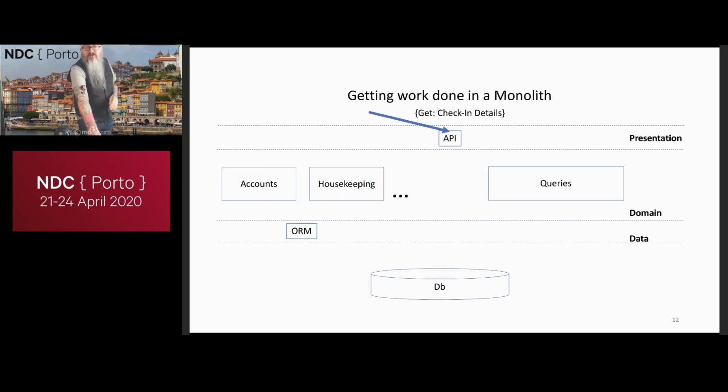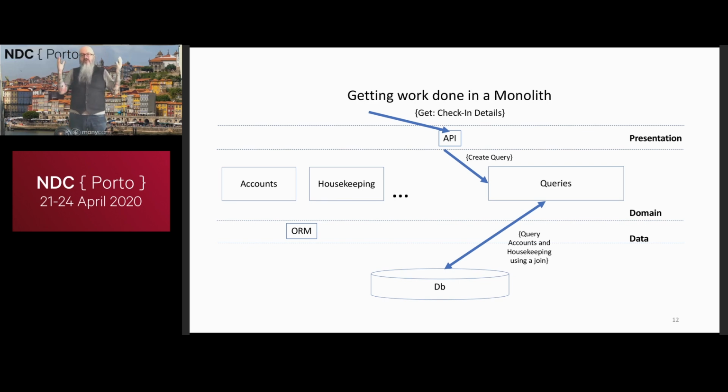And in a simple CQRS model, I've just got some kind of query layer, which I can then use to go and pull all the data I need out of the database, join it together, and present some nicely prepared view back on screen for the user sitting at the check-in desk at the hotel.